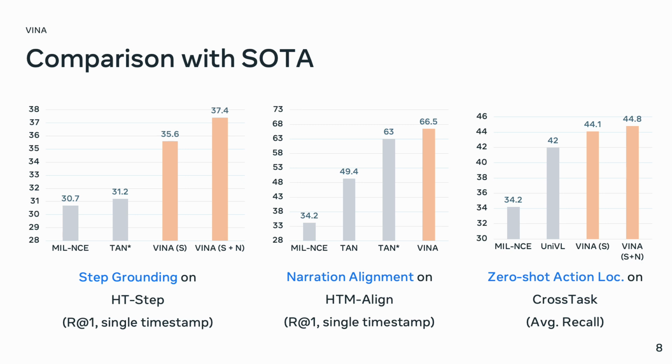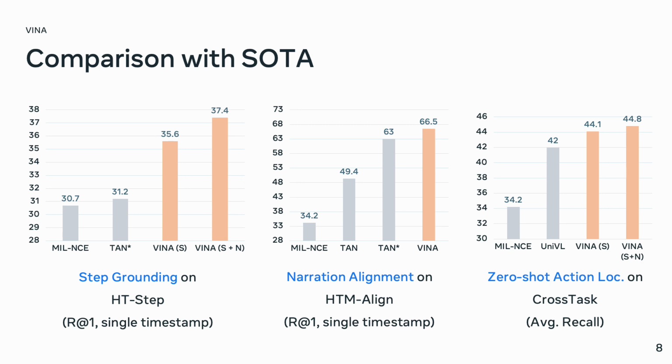VINA can also tackle video narrations alignment, or in other words, predict when a narration is visually demonstrated in the video. When evaluated on HTM-Align, VINA improves by 35% relatively over the current state-of-the-art on narrations alignment, as well as over TAN**, our stronger implementation of TAN with longer temporal context.